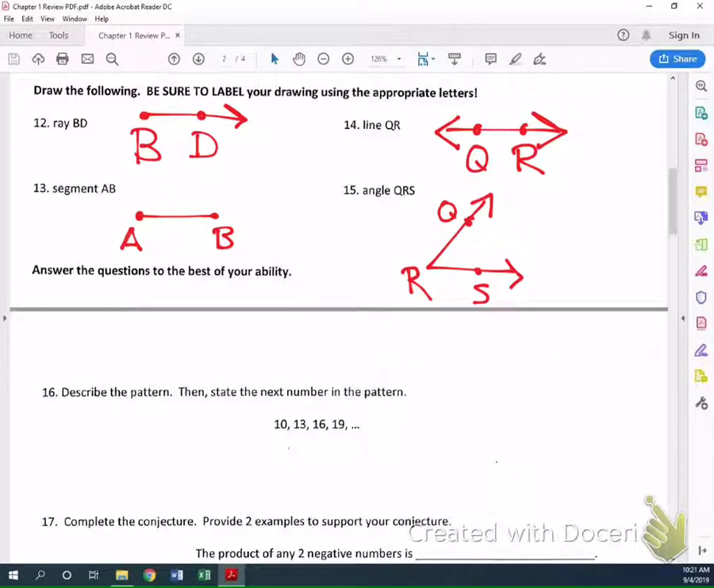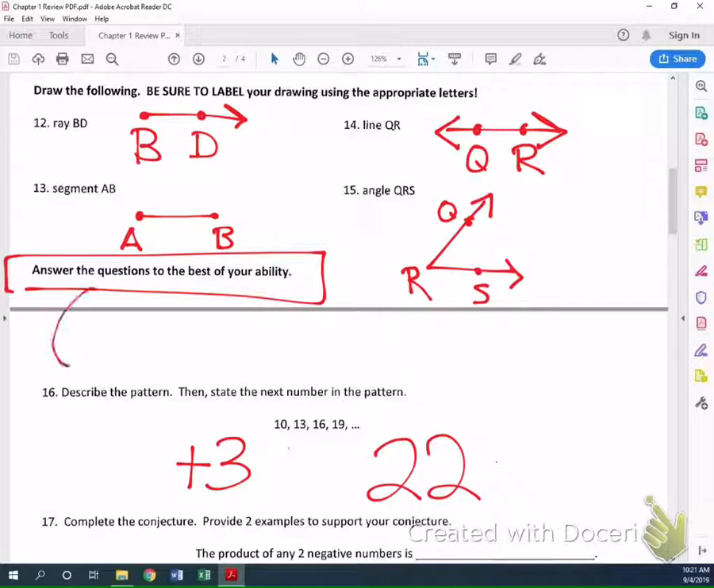Number 16, describe the pattern, then state the next number in the pattern. So what's going on in this pattern? They're adding 3 each time, so the next number would be 22. Good. And the directions got cut off. These are actually the directions for this next page. So be aware of that. Any questions up through number 16?